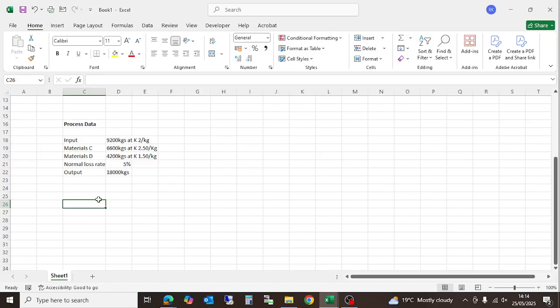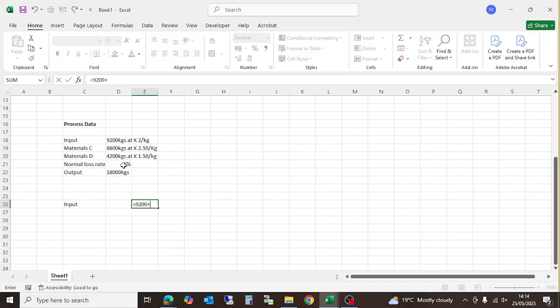So we have input. Our total input in materials will be the input from process one, which is the 9,200, plus the material C that they put into our system, the 6,600, plus material D, the 4,200. It will give us 20,000. By the way, this is in cages.